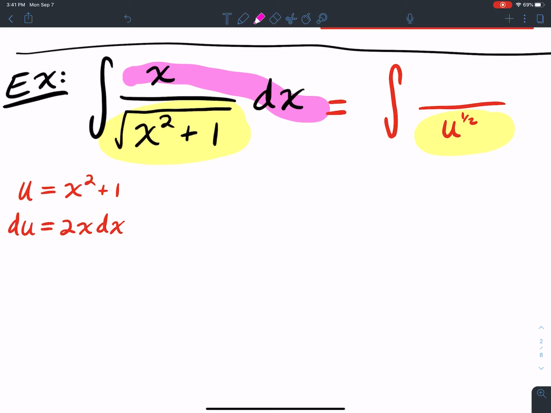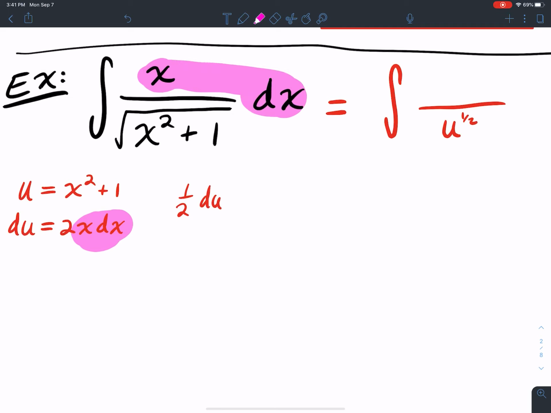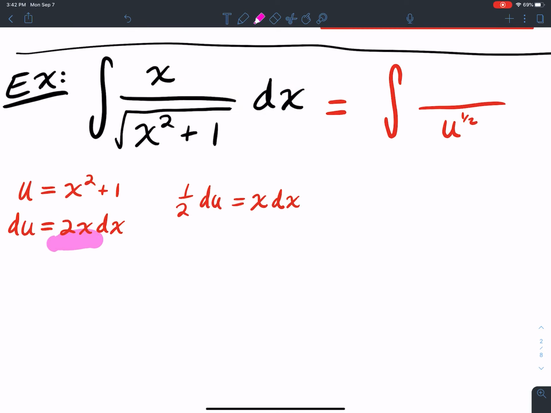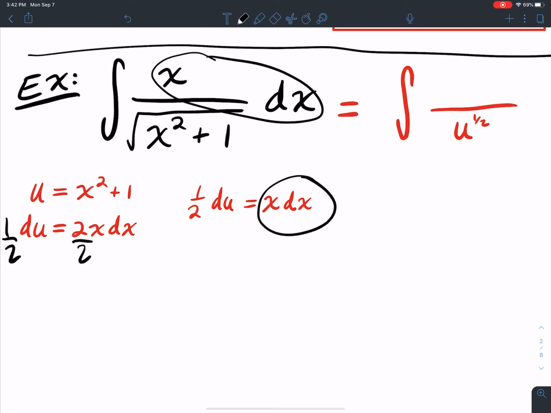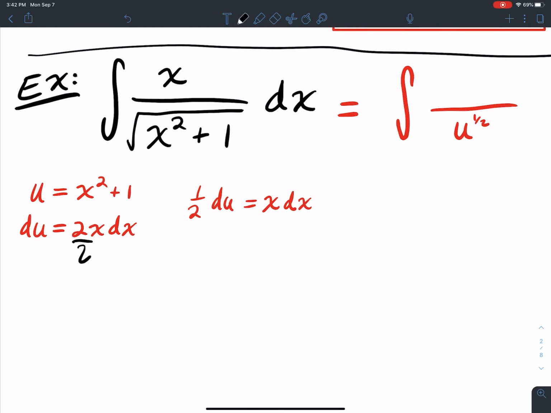So once again, it's your preference if you want to solve for x dx or if you want to solve for dx. I don't care which one you do. You just be consistent with what you choose. I'm just going to solve for x dx because I like to replace what I see in the integrand. When I do that, I divide both sides by 2. So 1/2 du equals x dx, which is exactly what I see there. So I'm going to replace that numerator with 1/2 du.